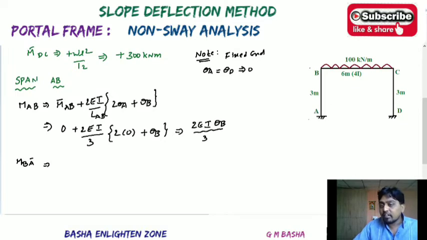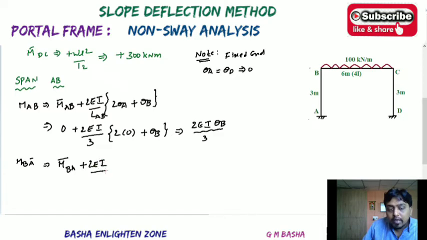But here there is a fixed condition, for the far end fixed, so you will get the same formula: M bar BA plus 2EI by LBA into 2 theta B plus theta A.